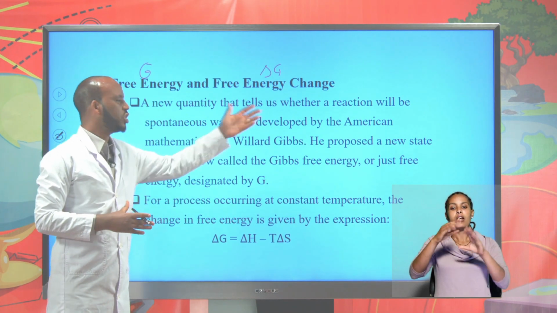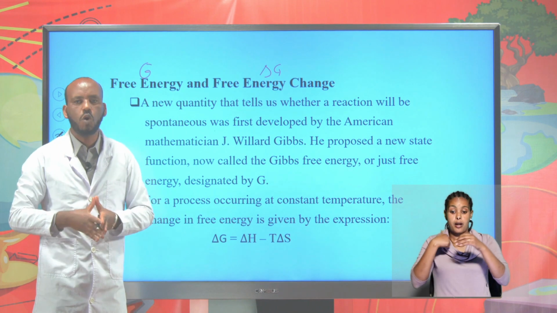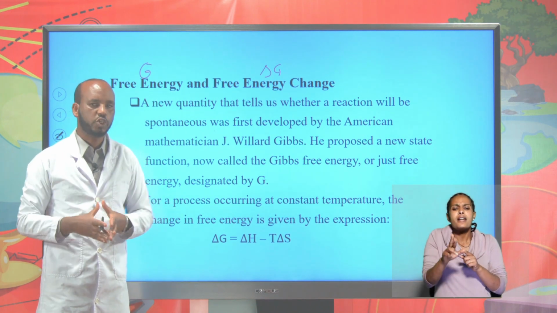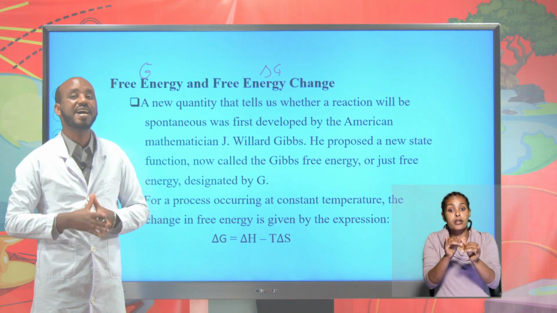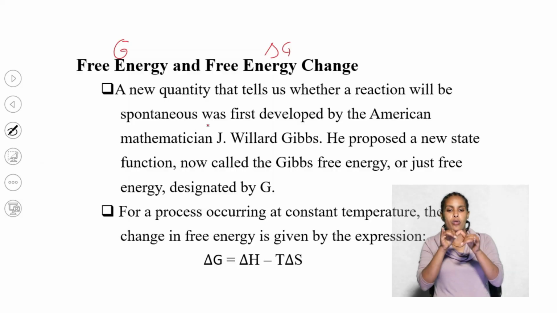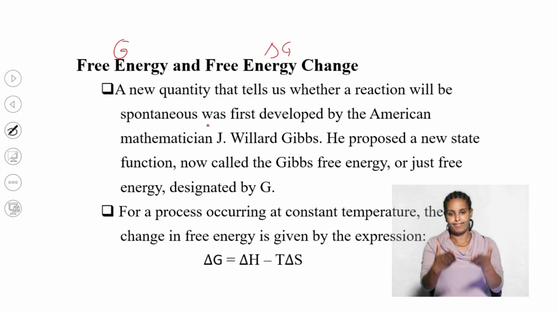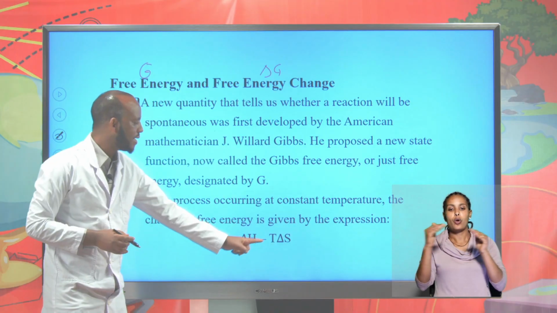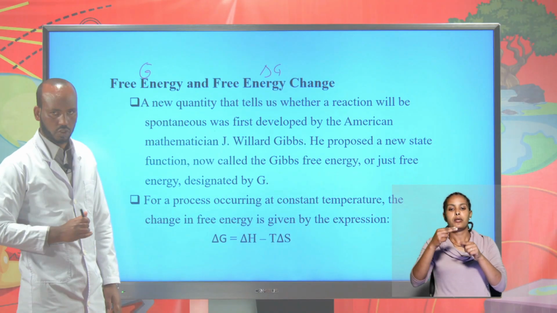The Gibbs free energy change enables us to know whether a given reaction is spontaneous or non-spontaneous. The Gibbs free energy change relates enthalpy change and entropy change through this equation: delta G equals delta H minus T times delta S.